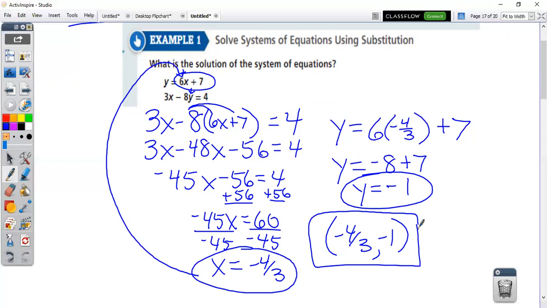If I had graphed it, would I have gotten a different answer? No. Where do they cross?